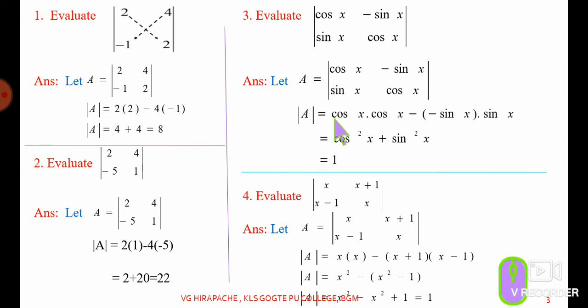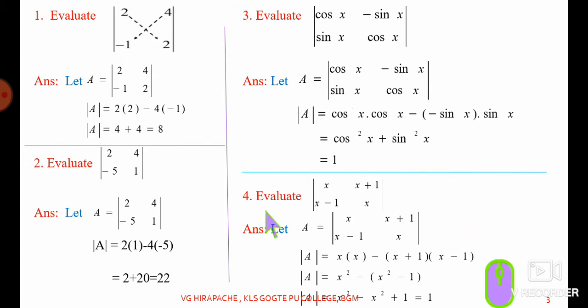Again, determinant of A is equal to, by the simplification of second order determinant, cos x into cos x. Always there is a minus sign. And then right top to left bottom, minus sin x into sin x. That gives minus sin x into sin x. Therefore, cos x into cos x is equal to cos square x. Minus into minus plus, sin x into sin x gives sin square x. Therefore, by the trigonometric identity, sin square x plus cos square x is always equal to 1. Therefore, the value of the third example, determinant of A, is equal to 1.